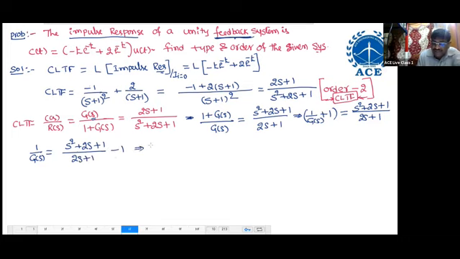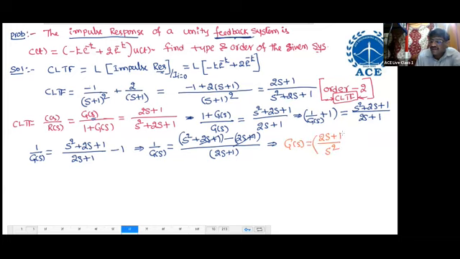Then take the LCM and find G of S. So 1 by G of S equals (S square plus 2S plus 1), and taking the LCM, minus (2S plus 1), divided by (2S plus 1). Now this cancels. Then what is the G of S you finally got? G of S, the open loop transfer function, equals (2S plus 1) by S square, where H of S is 1.